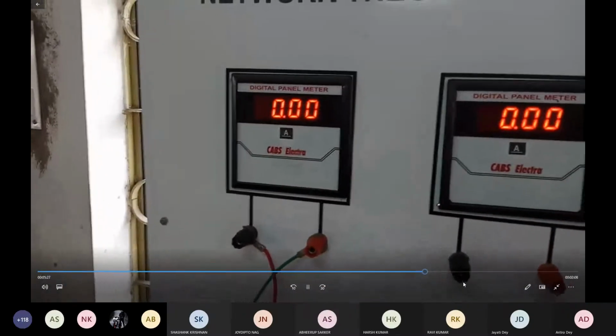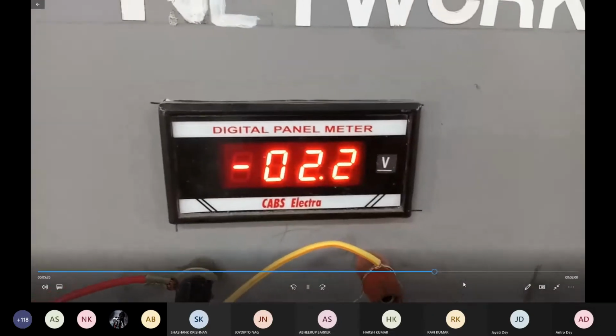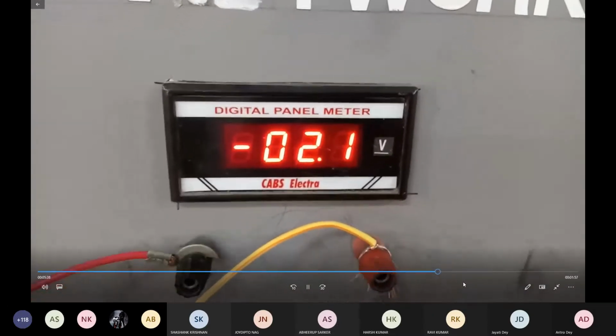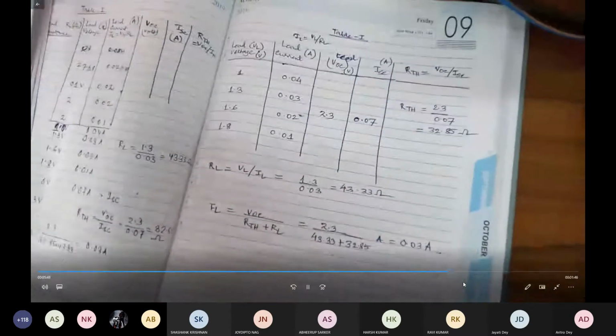Next, we have to now open it. Let me open it. So that connection we are removing from here. So we have disconnected. Now it is an open circuit. So you can note it from here. The current is 0. And the open circuit voltage is fluctuating around 2.2, 2.3 like that. So you can note it down. It is roughly 2.2 volt for the Thevenin or V open circuit.